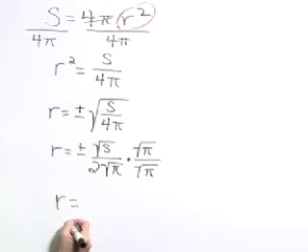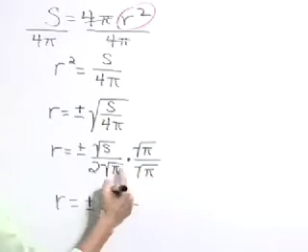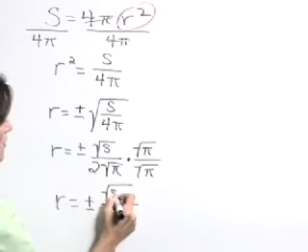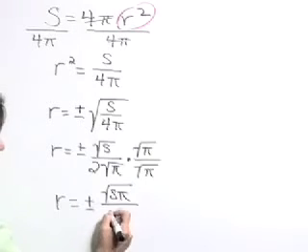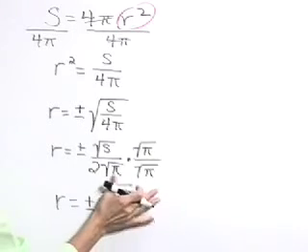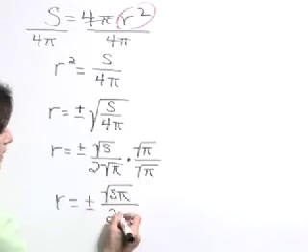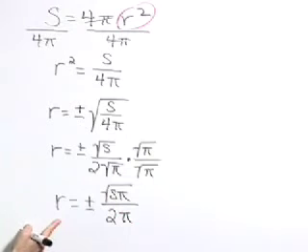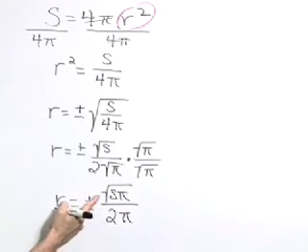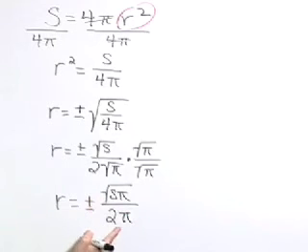This gives r is equal to plus or minus, in the numerator, the square root of s times pi. In the denominator, we've got that number 2. Square root of pi times the square root of pi is pi. So after solving for r, this should read r is equal to plus or minus the square root of s times pi over 2 times pi.